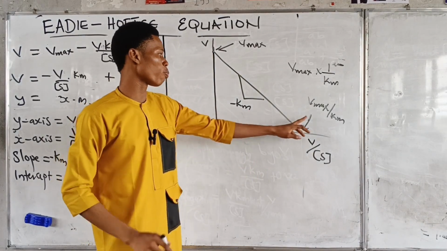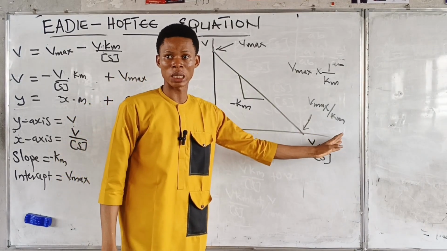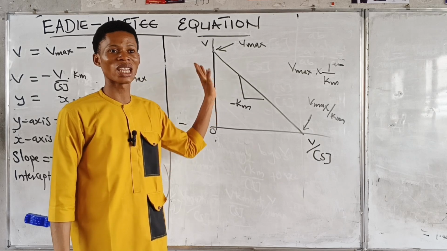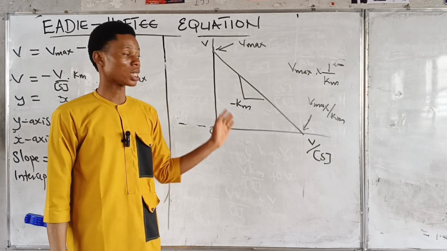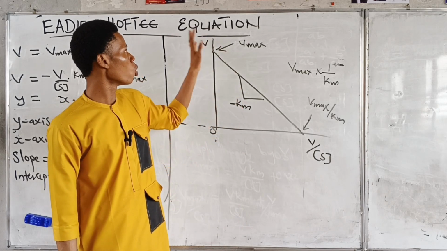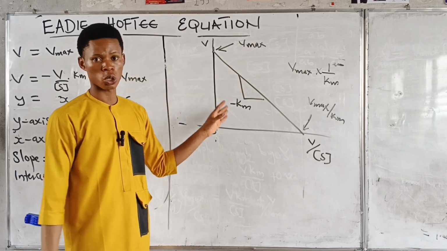The negative, we are not putting here. This is a negative, this is positive x-axis. This negative is just showing that this graph is a descending graph. All right. So basically, this is your EADIE HOFTEE plot. This is how it will look like.